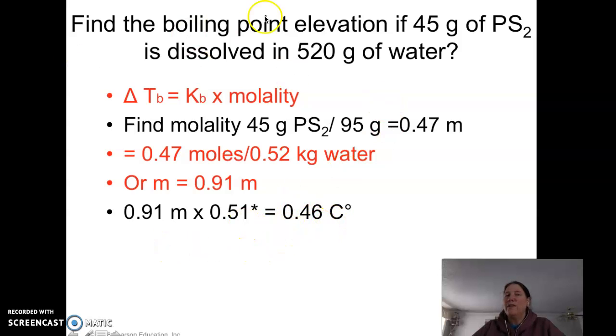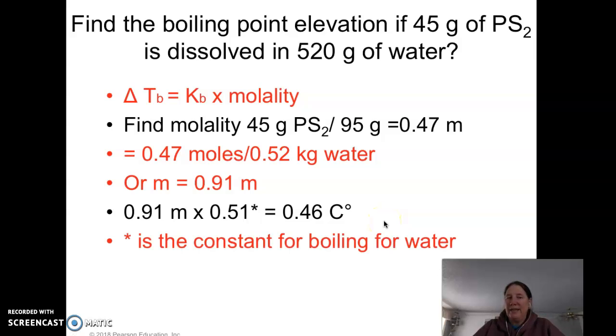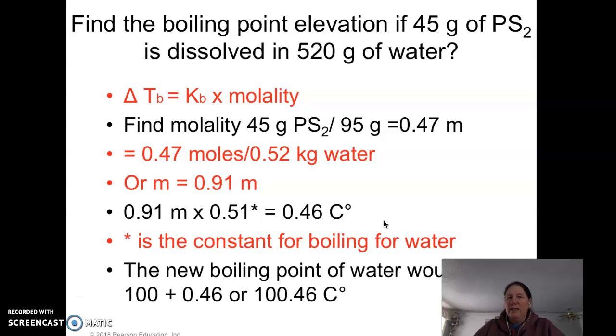If I want the change in elevation, that's it. If I want to know the new boiling point, I have to add 100 to it because 100 is the normal boiling point. That's how you do boiling point. Again, the constants are in your book. They don't change. The change is 0.46, but the new boiling point would be 100.46. It's easy when you do freezing because water freezes at 0, so whatever number you get is the actual change and the new freezing point.